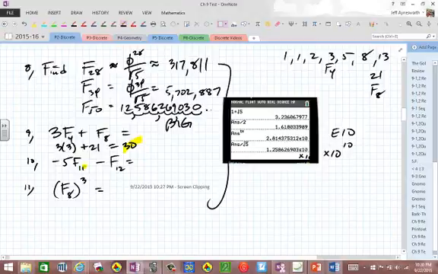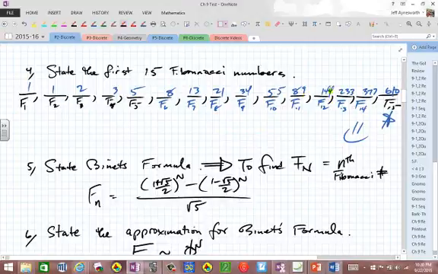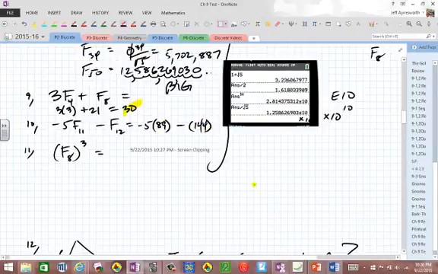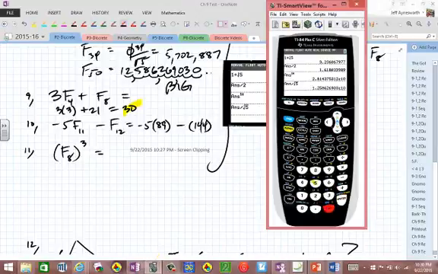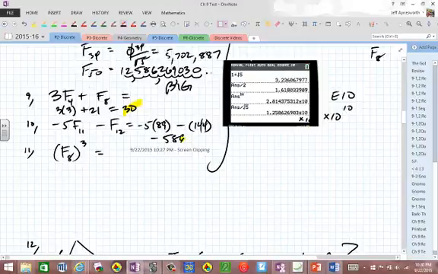Okay, so what's all this? So it's negative 5 times something minus something. I've got to find F11 and F12. So what do we do? F11 is 89, F12 is 144. All right, and then you type it in the calculator. Okay, this is not that hard. So -5, let me clear it out here. -5 times 89, minus 144. -589. Ooh, better write that better.